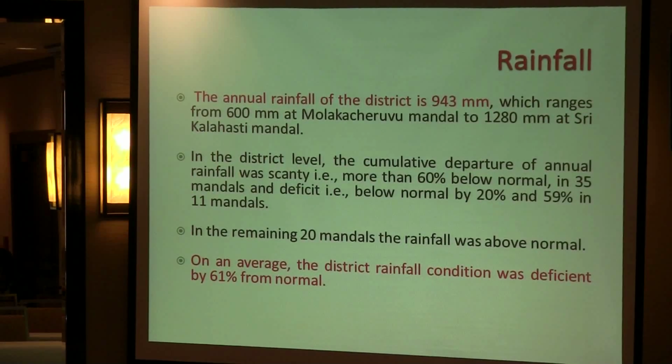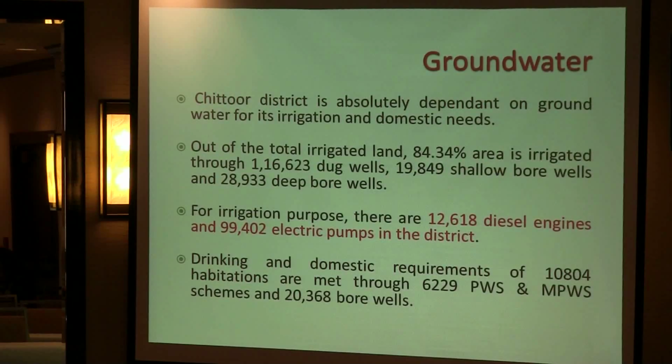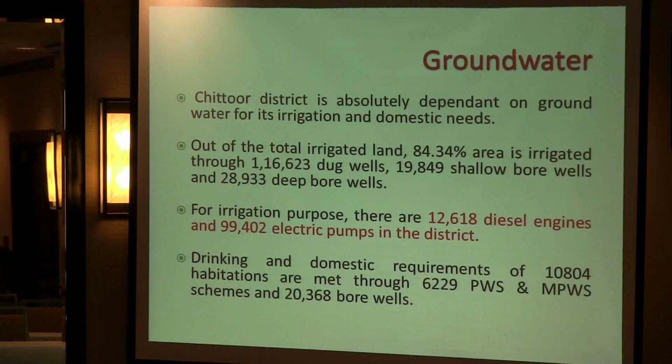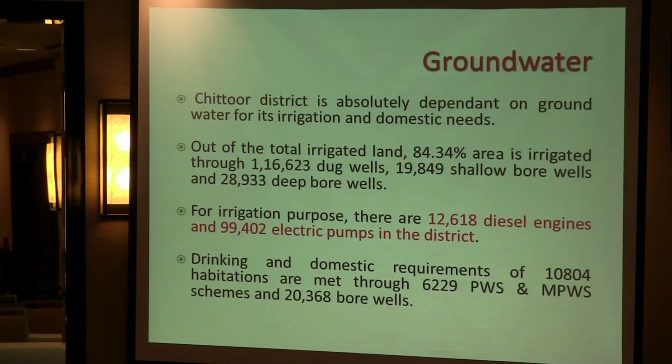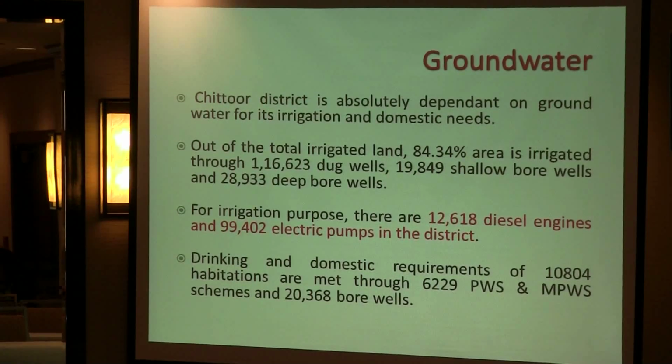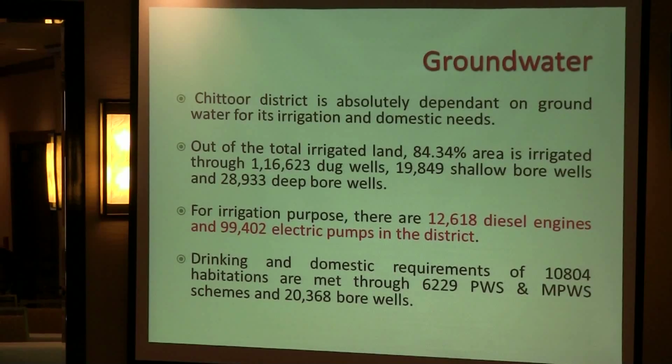On average, the district rainfall was deficient by 61%. This study had to be carried out before actually assessing the usage. The Chittoor district is absolutely dependent on groundwater for its irrigation. There is no other source of water, no other source of irrigation. So groundwater is required for drinking as well as for irrigation needs.